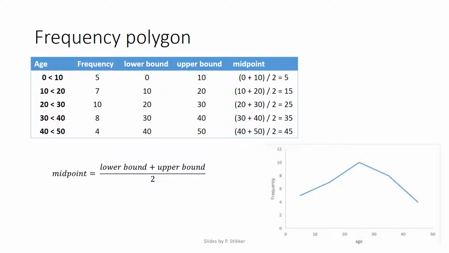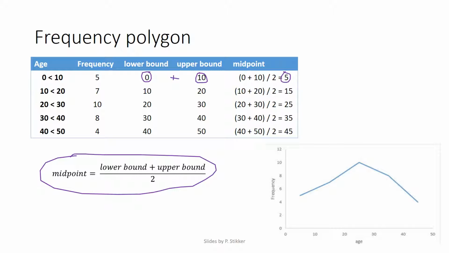The midpoint, as you can see from this formula, is simply the lower bound plus the upper bound divided by 2. So for the first point, we take a 0 and add the 10, which gives us 10, and then we divide it by 2, so we get 5. So the first point will be at the position of 5, with a height, in this case, of the frequency, also 5. So that's where the first dot will be.